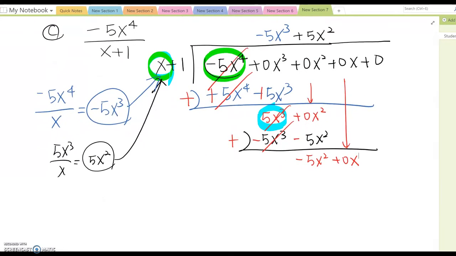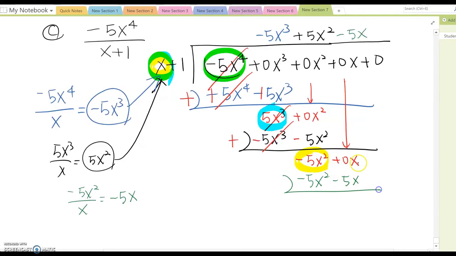Now the leading term here and the leading term of the divisor: negative 5x squared over x becomes negative 5x. So put minus 5x. Then this becomes negative 5x squared and then minus 5x. Same thing, subtract, which means switch their signs. So this is gone, so it becomes 5x plus 0 again.